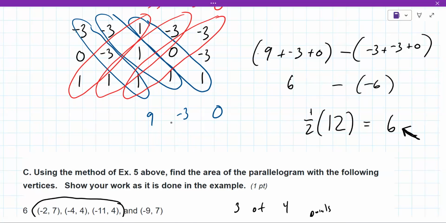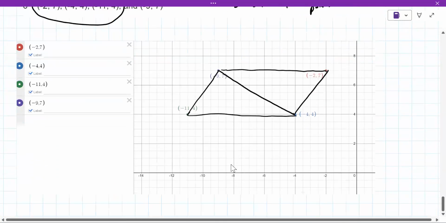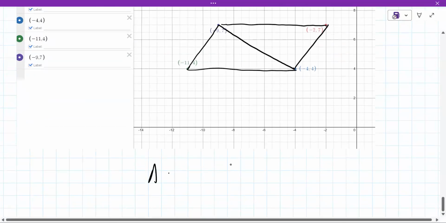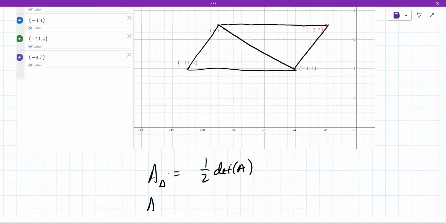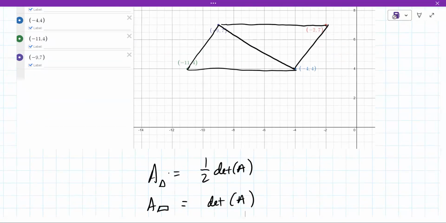All right. Okay, fixed. So the idea here is that it's the same problem as the previous one, except because you're finding the area of a parallelogram, it's 2 triangles. So normally the area of the triangle is 1/2 the determinant of A. For a parallelogram, which is what we're doing in this problem, it's just the determinant of A. Because it's 2 of the triangles, 2 times 1/2, it goes away.